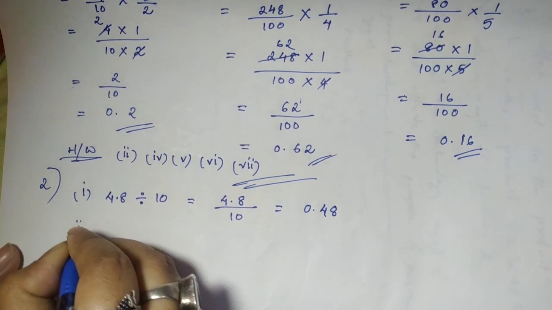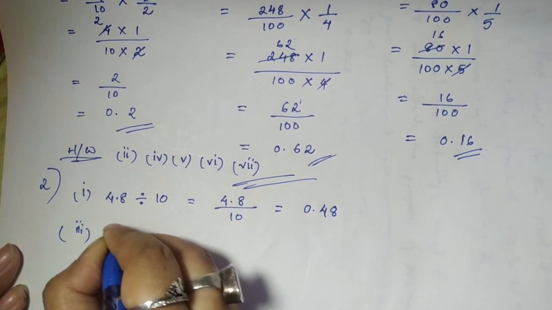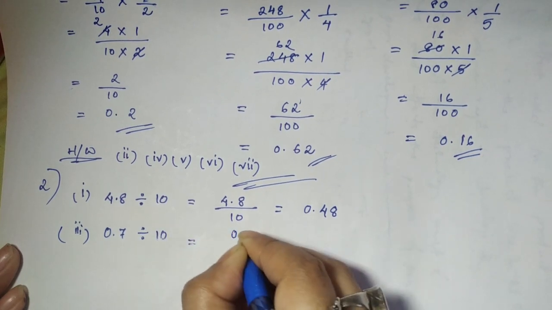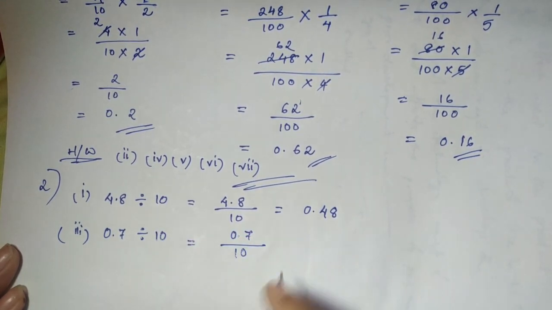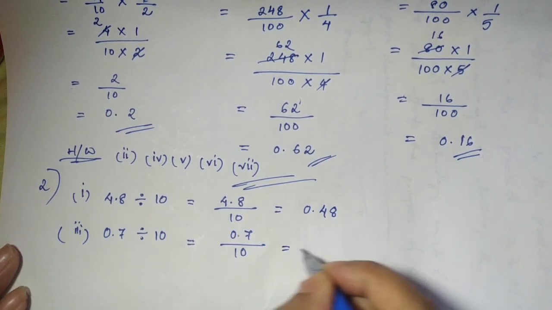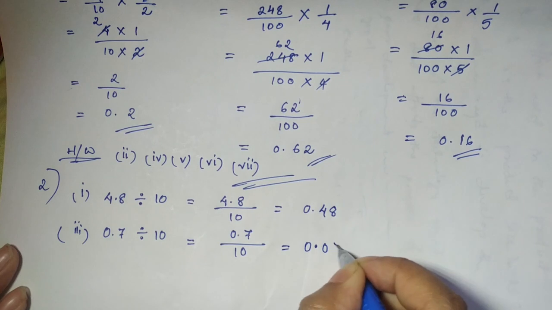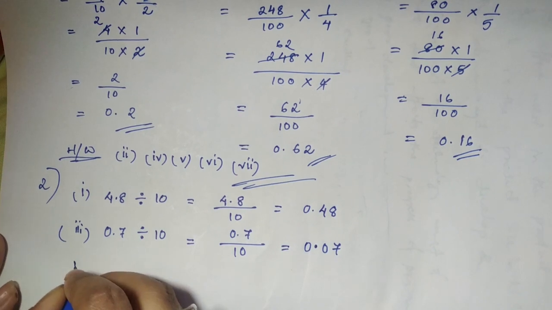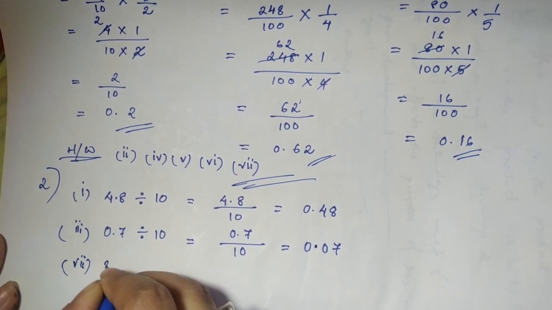Similarly, I will show you number 3. It is 0.7 divided by, again 10 it is given. So now you see here, this is 10. Now here, where will the point go? There is no other number here. So when there is no other number, we simply add a 0 before the number and this comes as your answer. Okay. Similarly, again we have question number 7 here, which is 3.97.